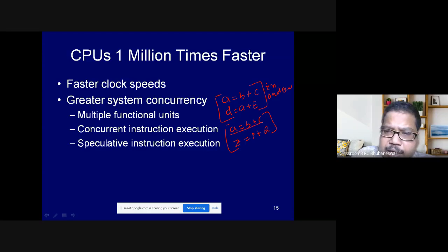So here you can see this instruction and this instruction do not have any dependency. So if I execute in this way, if you are executing Z first and then evaluating A, there is no harm. So that's why this is supposed to be a part of what?